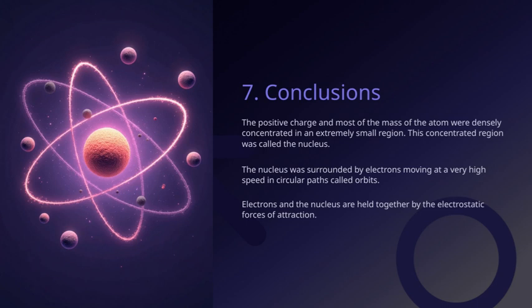So, in summary, the nucleus is where the positive charge and most of the mass are packed tightly together, and electrons move around it in these high-speed orbits, all held in place by electrostatic attraction. This concept helps us grasp how atoms are structured and the forces that keep them stable, which is fundamental to our overall understanding of matter.